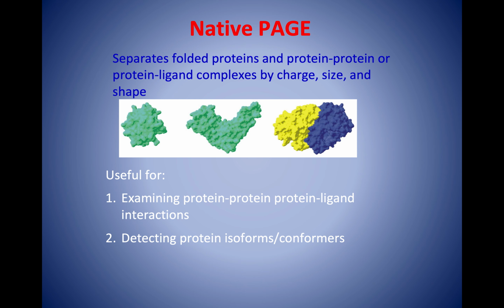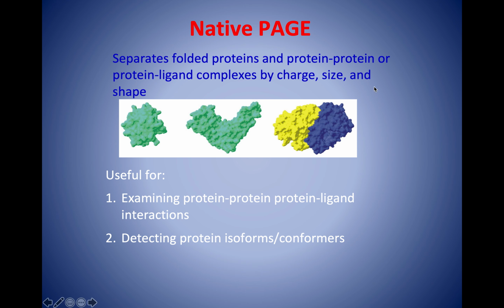For the native PAGE, proteins are usually separated based on charge, size, and shape. So this is again the type of gel. If you were to separate your protein based on charge, then you should use native PAGE, and then you could actually determine the charge. By SDS PAGE, you will not be able to determine the charge. It's only by the size.